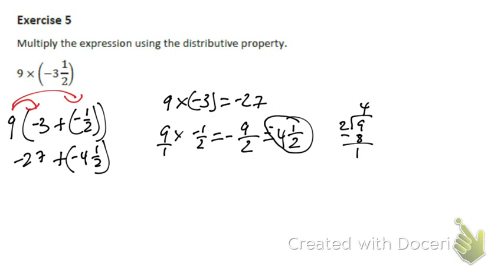So here, I got 2 negative numbers. I could just combine them now. Negative 27 plus negative 4 is negative 31. Don't forget the half. Alright, so make sure you guys got that. Pause the video if you guys are still writing that down.